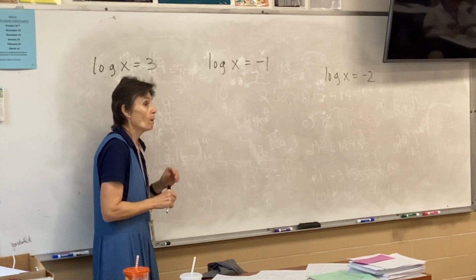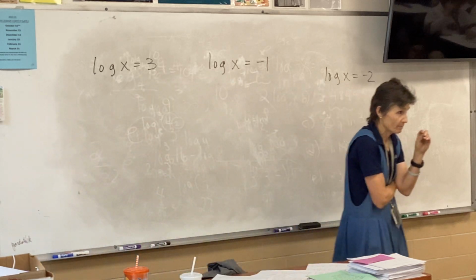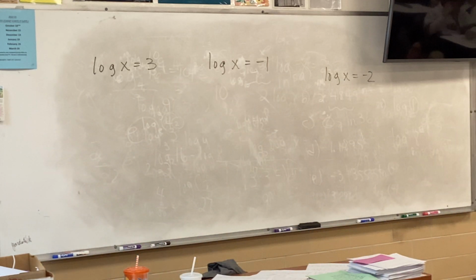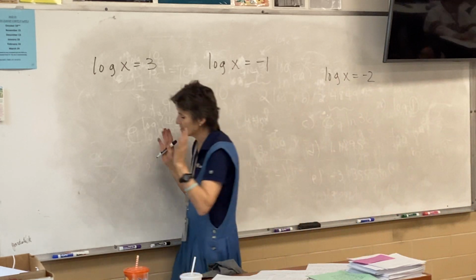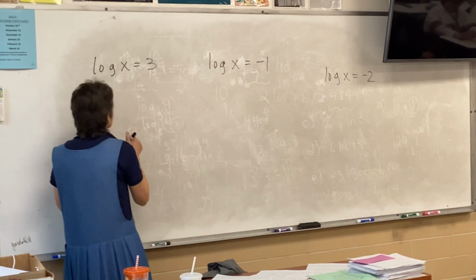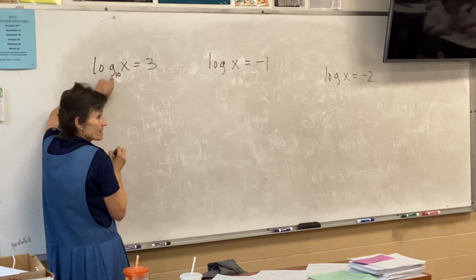When we are solving a logarithmic equation, that's what this is. This is an equation with a logarithm in it. When we're solving it, we need to get rid of the logarithm. You can't divide it, or do anything like that. Here's how you get rid of it. First of all, everybody knows the base here is 10.